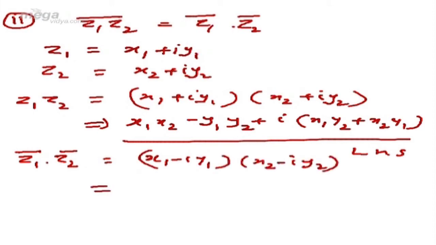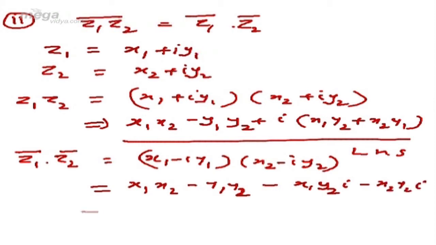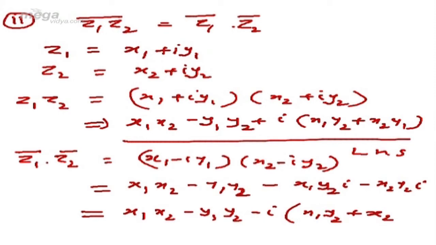If we multiply (x1 minus i y1) into (x2 minus i y2), you will get x1 x2 minus y1 y2 minus x1 y2 into i minus x2 y1 into i. You will get x1 x2 minus y1 y2 minus i times (x1 y2 plus x2 y1). So LHS is equal to RHS. So the property is proved.